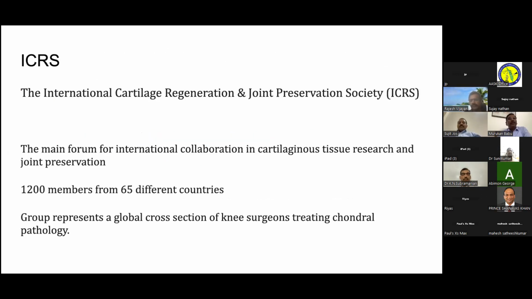And I've heard about this International Cartilage Regeneration and Joint Preservation Society, the ICRS, because they have postulated and given some ideas about treating cartilage lesions with microfracture. This is a main forum for international collaboration in cartilaginous tissue research and joint preservation. It has around 1,200 members from 65 different countries, and this group represents a global cross-section of knee surgeons treating chondral pathology. So this can probably be considered a final word, or a very good suggestion, from the ICRS.